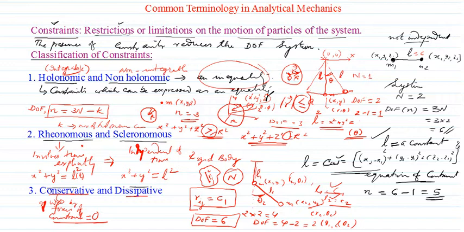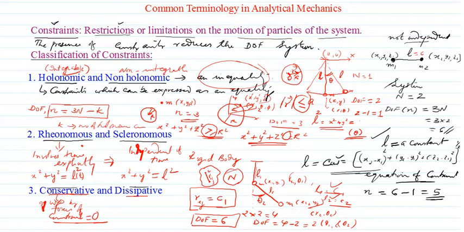Dissipative in the sense that these constraints cause dissipation of the mechanical energy of the system. Usually it is understood that time dependent constraints are generally dissipative in nature. So that is a broad classification of constraints into various categories.